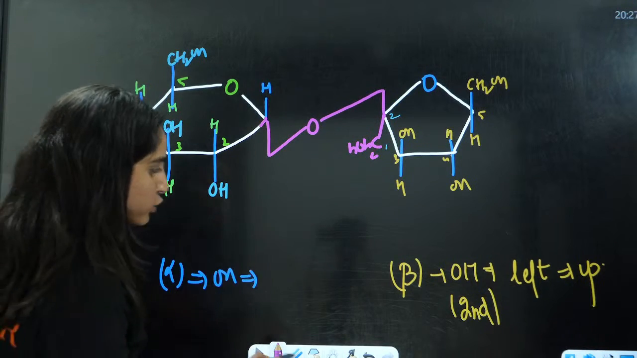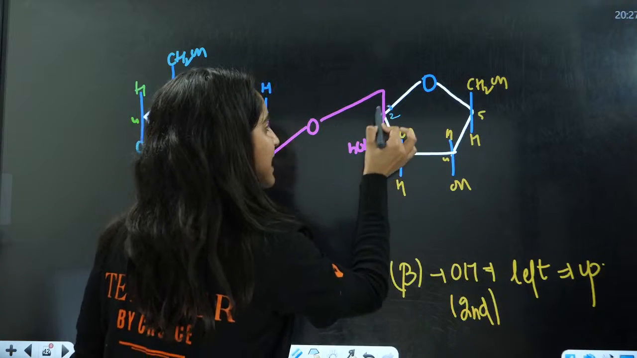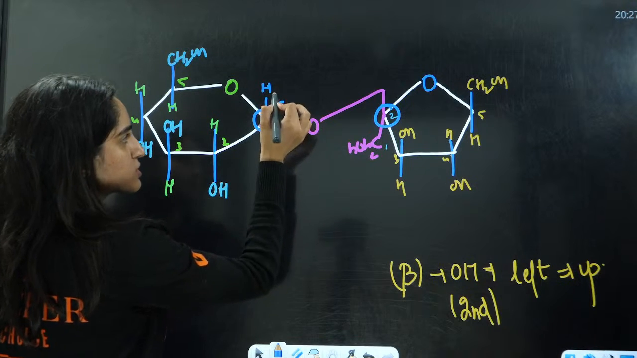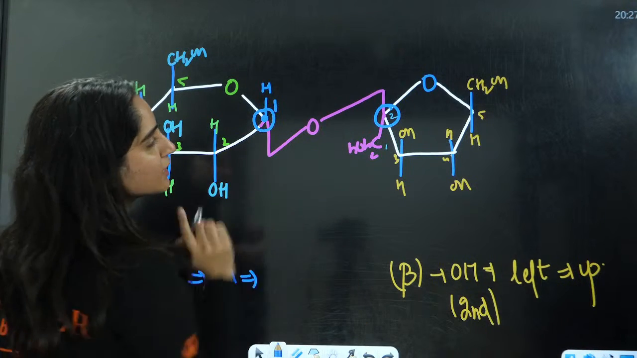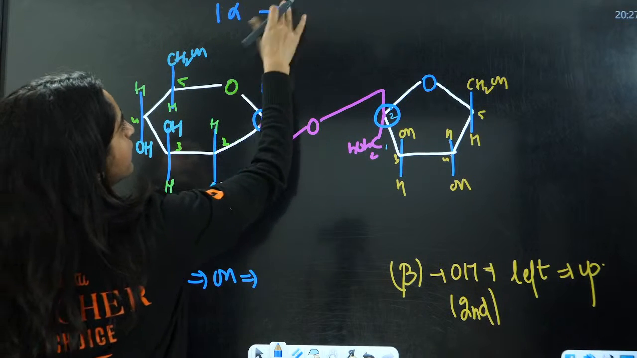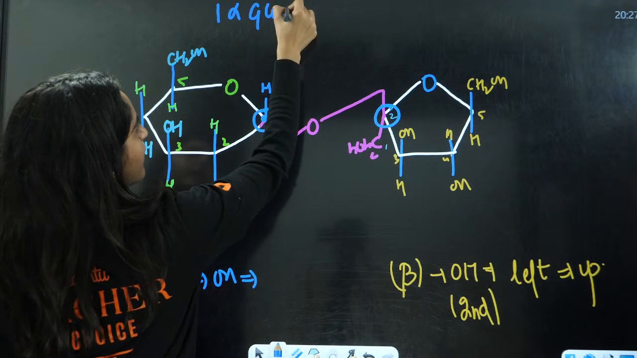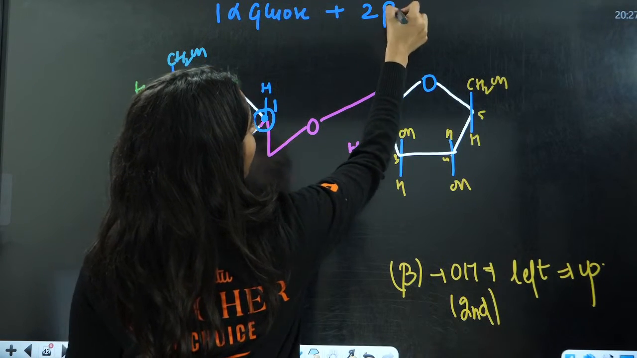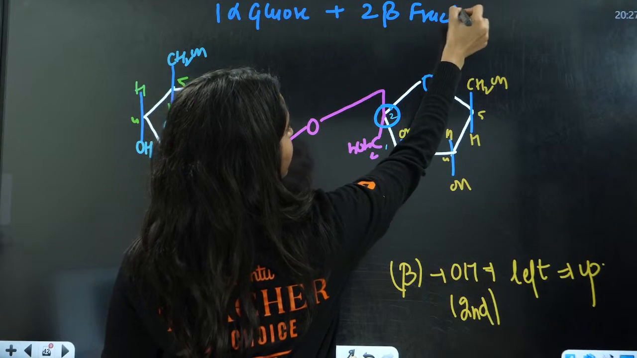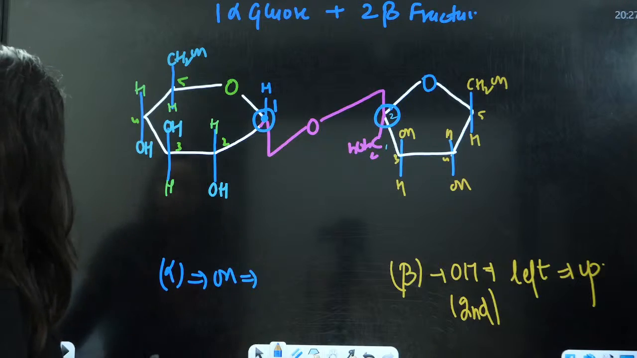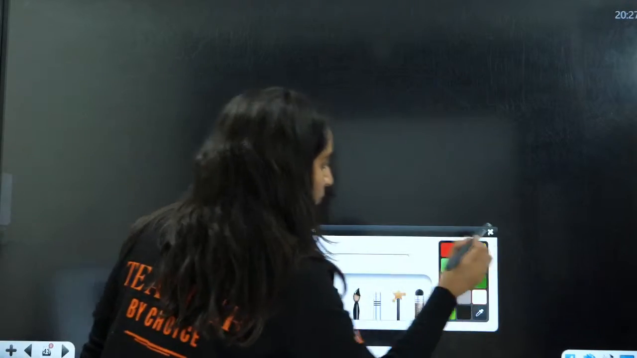Basically, what you need to remember here is that this is the second carbon and this is the first carbon. So there is a glycosidic linkage between 1 alpha glucose and 2 beta fructose, right? And in some books, I'll just draw that for you because there is so much confusion related to this.